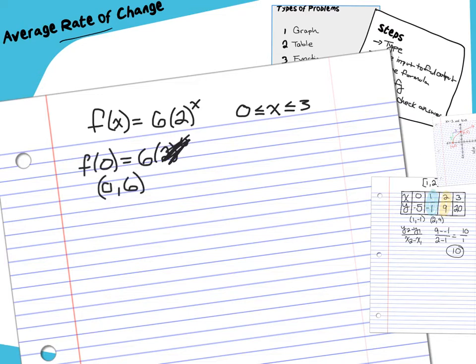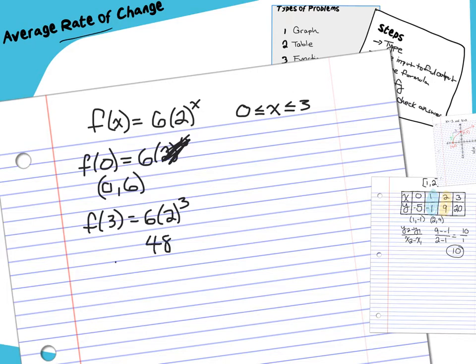That should make sense because this is an exponential function, and the coefficient to the base is going to be your y-intercept. It's a y-intercept coordinate because your x value is 0 and your y value is a constant, in this case 6. And then we're going to do the same thing for the other x value. It's going to be f of 3 equals 6 times 2 to the third power. Now you can type this into your calculator, but 2 to the third power is 8. 8 times 6 is 48.